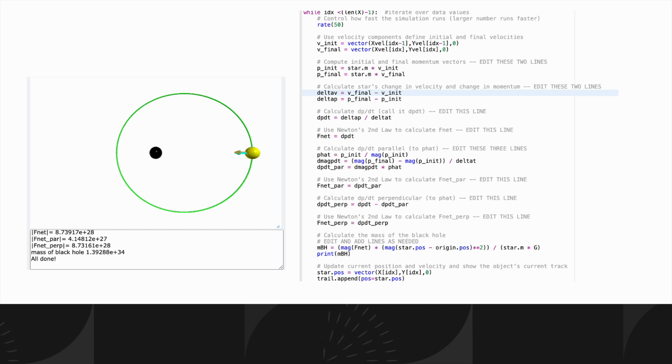And I did the same thing for the perpendicular component of force, and then to calculate the mass of the black hole, I did the magnitude of net force times the magnitude of the star position minus the position of origin to the power 2, divided by the mass of the star times G, and on the left side is the result. So the mass of the black hole for my code was 1.39 e34, and then you also see the total net force and the perpendicular and parallel components of net force.